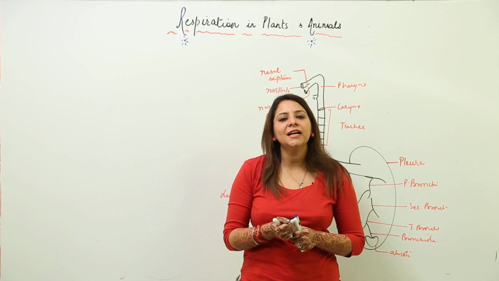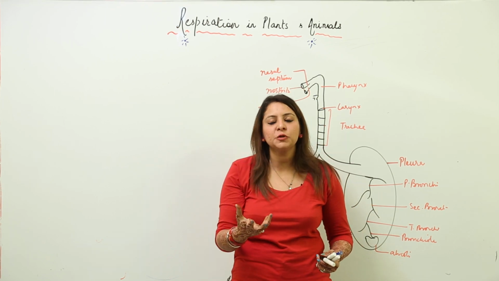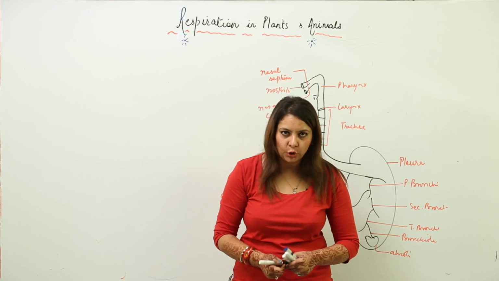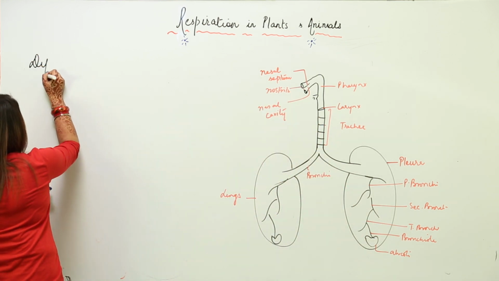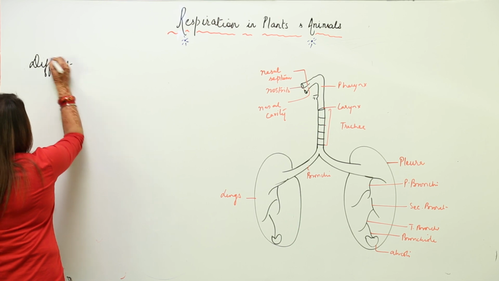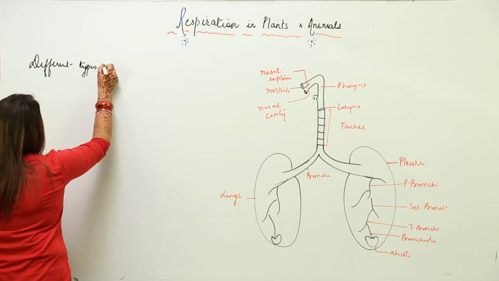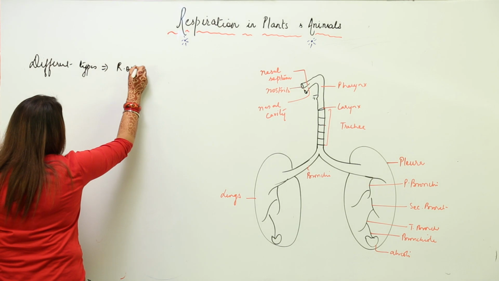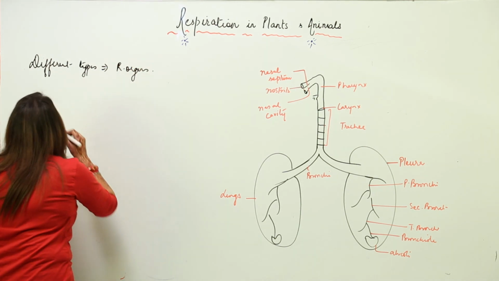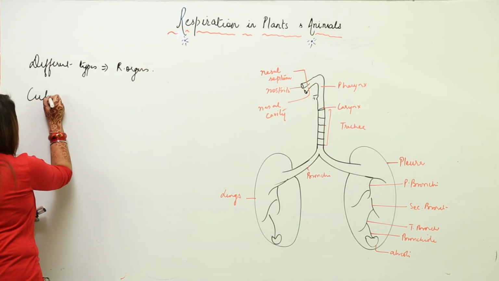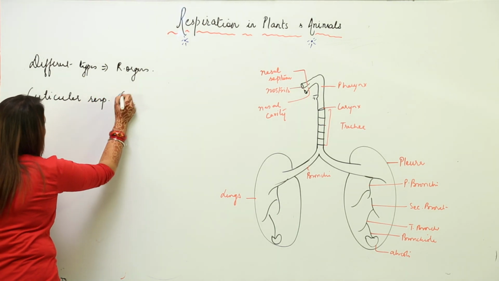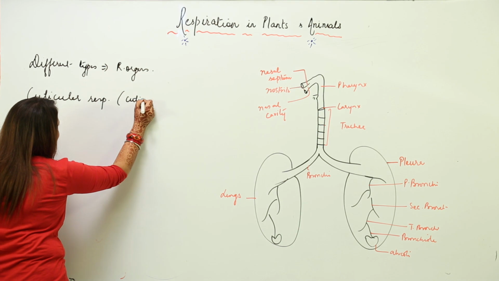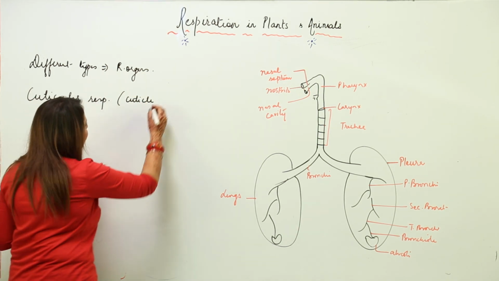Now we have seen that different organisms respire by different respiratory organs. So we say that there can be different types of respiration depending upon the different respiratory organs. So we can have the cuticular respiration, in which the organism makes use of the cuticle, that is the skin, for respiring.